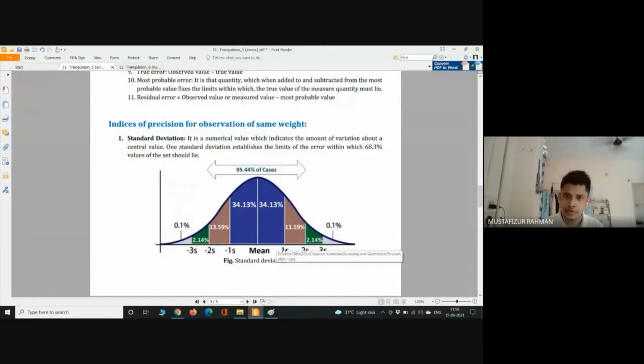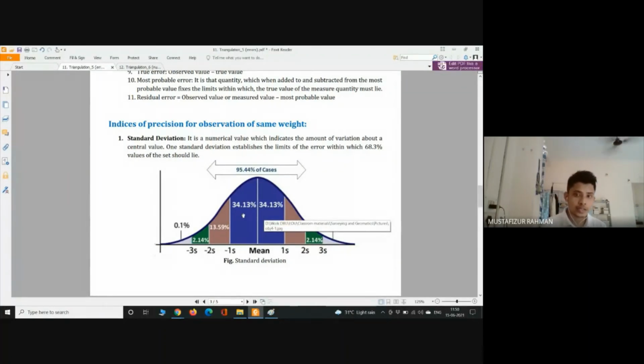Say for example the mean value is 100, and the standard deviation is 15. So the probability that our values will lie between 100 plus 15, that is one standard deviation, 115, and 100 minus 15, that is 85, minus one standard deviation, is how much? 34.13 plus 34.13, that is about 68%. So 68% is the probability that our values will lie within one standard deviation, positive and negative.